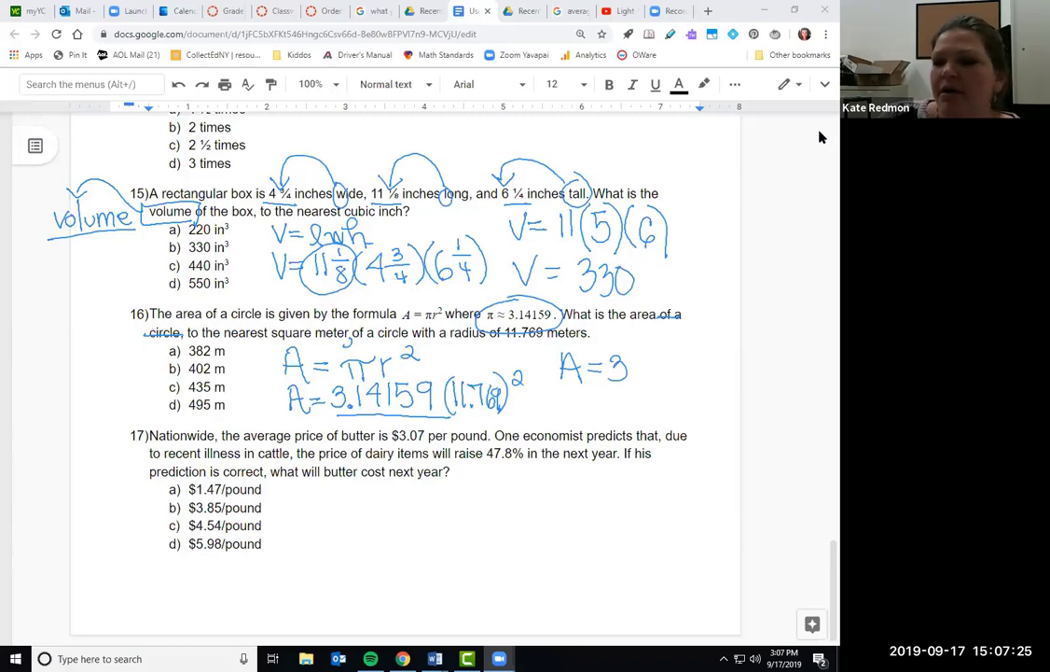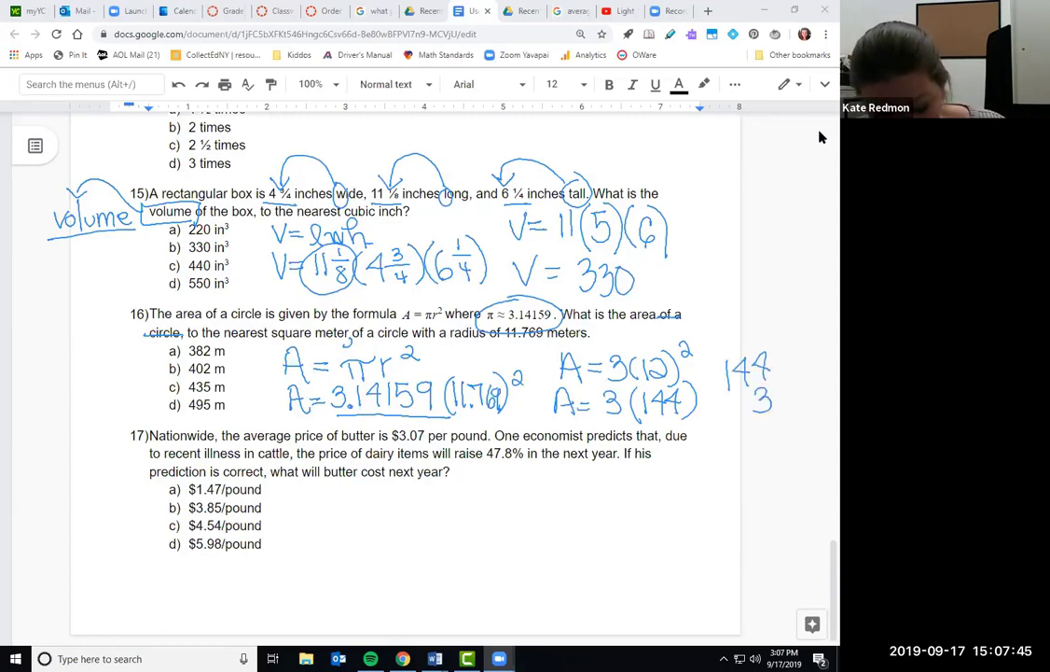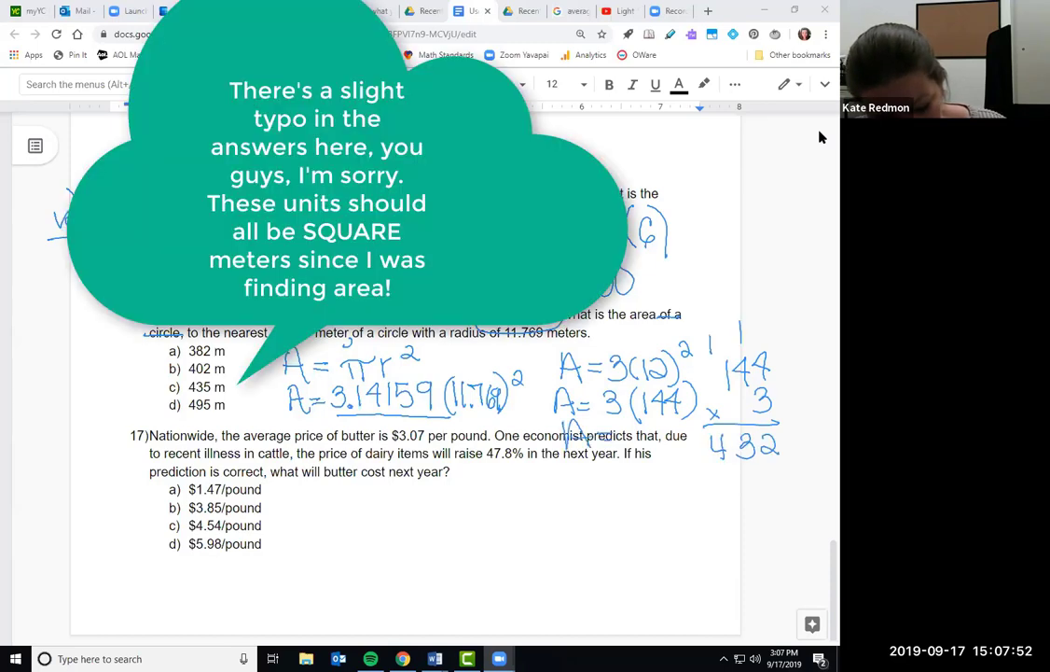Okay. Then 11.769. That's disgusting. I don't want to do math with that. What should I call that? 12. Okay. This I could do in my head. I could square 12. Remember to follow the order of operations. And then once I squared 12, I can multiply it by 3. Oh, that one I can't do in my head, you guys. 432. Very nice. So I'd say it's about 432.